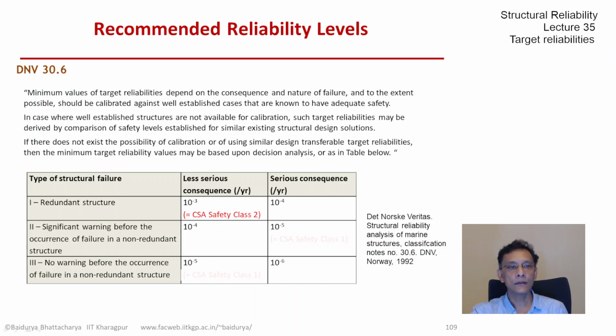So here we see certain interesting features: we have not only this new degree of freedom that we considered about the availability of warning or not, but we also see that there are certain matches with the CSA numbers. For example, the safety class 2 matches with redundant structure, less serious consequence, and the safety class 1 matches with non-redundant, significant warning, serious consequence, as well as non-redundant, no warning, less serious consequence.